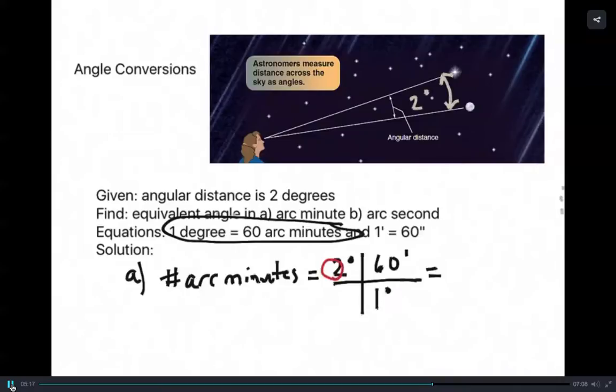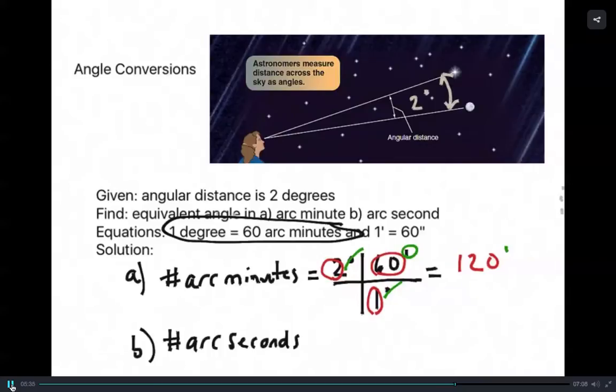So let's solve. 2 times 60 divided by 1 is equal to 120. And a degree unit divided by a degree unit cancels out, and we are only left with the arc minute unit, so we carry it over. And therefore the answer is 120 arc minutes.